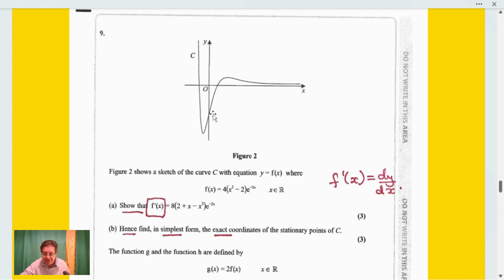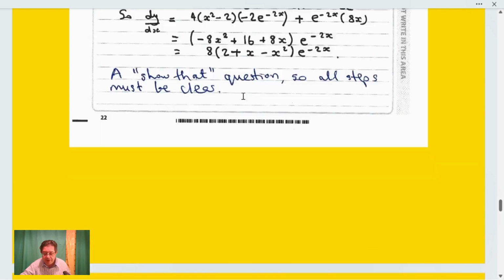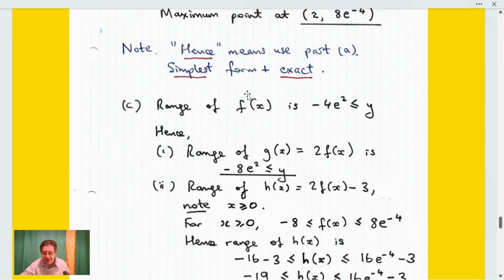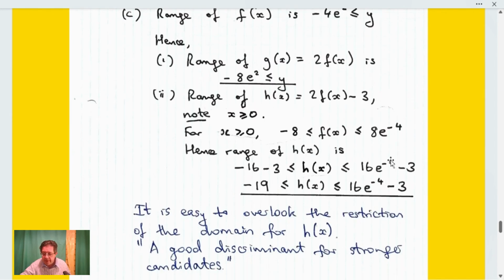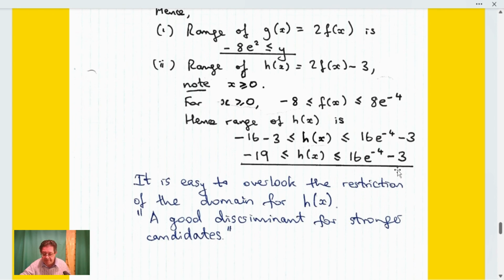So the range of f of x will be from the intercept up to the maximum turning point. In other words, the range of f of x in this part is going to be from minus 8 up to 8e to the minus 4. So for h of x, we simply multiply by 2 and take off 3. So minus 8 times 2, take 3 is minus 19. 8e to the minus 4 times 2 take 3 is 16e to the minus 4 take 3.